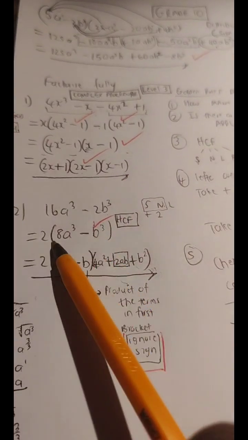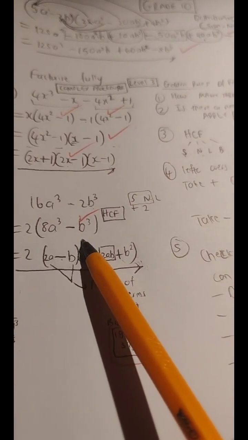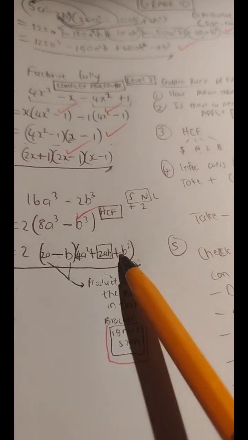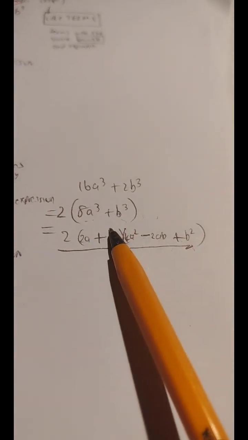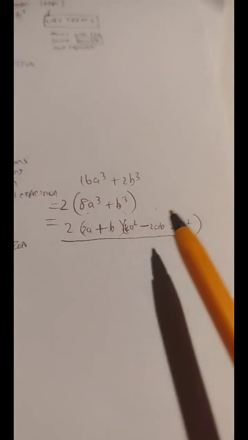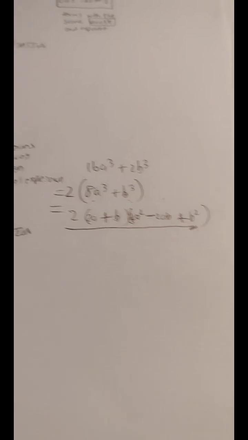So for a difference of cubes, it's always going to be minus plus plus. But for a sum of cubes, it's plus minus plus. Then everything else is the same.